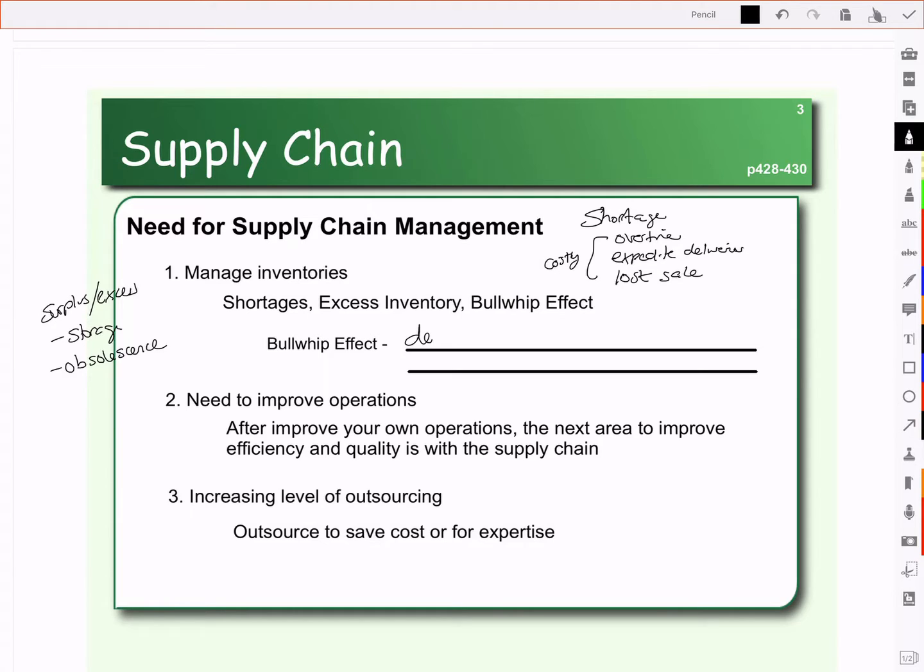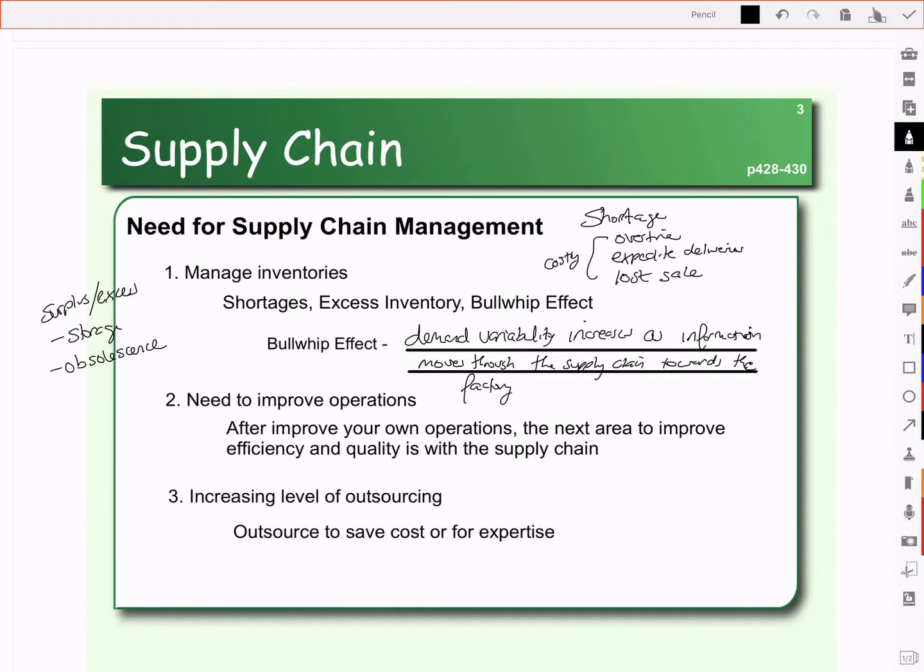So the bullwhip effect is demand variability, which increases as we move further from the customer. So what we look at is the bullwhip effect looks at this big swing between shortages and surpluses, and the swing gets bigger the farther down the supply chain you are away from the customer. So we define that as demand variability increases as information moves through the supply chain towards the factory.